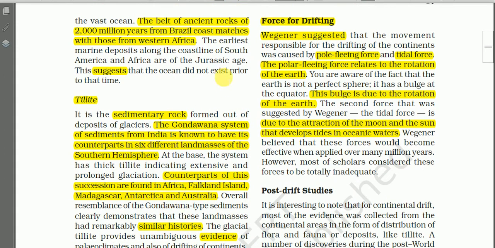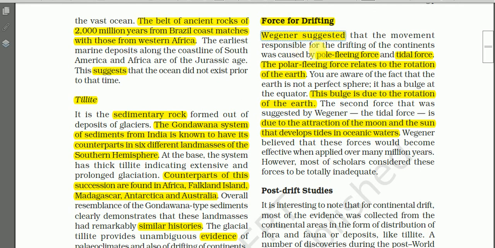Then the last topic: the forces for drifting. What are the forces that led to the drifting of the continents? This is according to Alfred Wegener. According to Alfred Wegener, what are the forces for the drifting of the continents? Let us read.